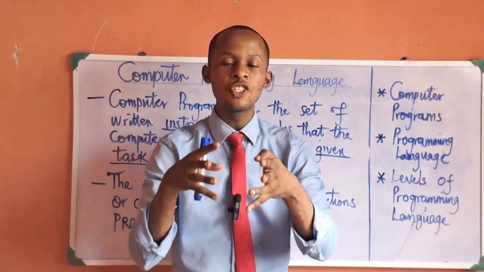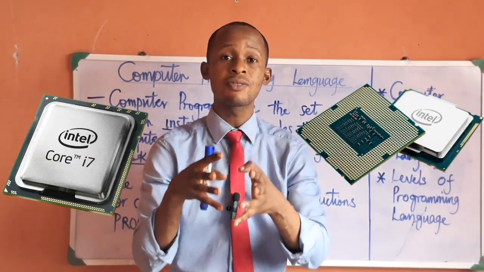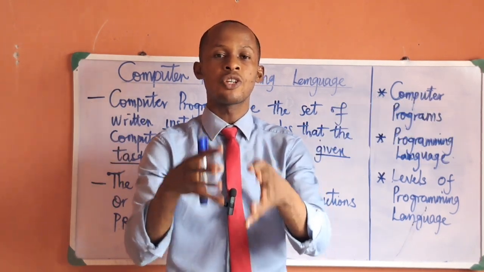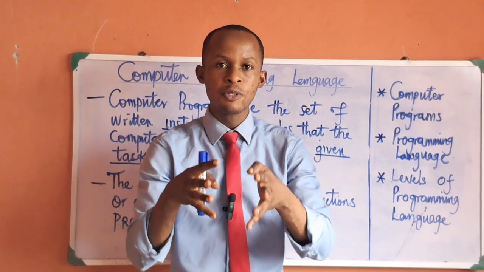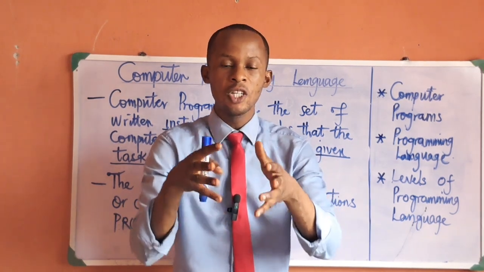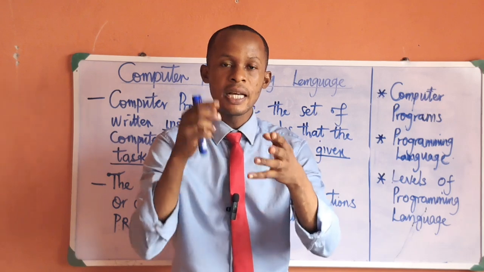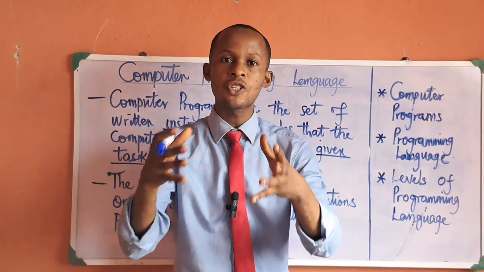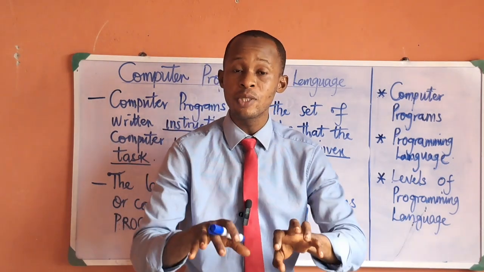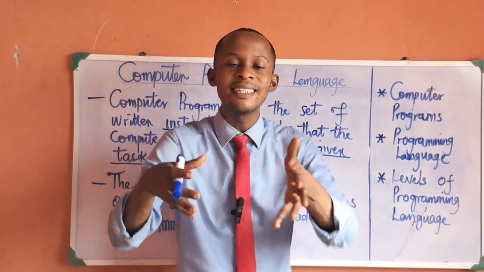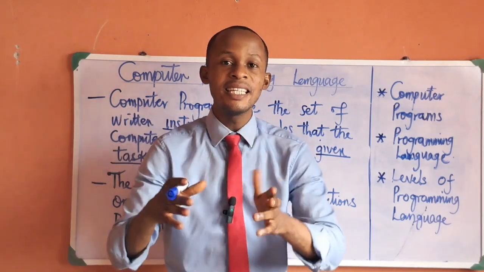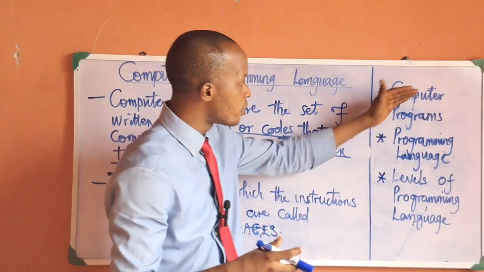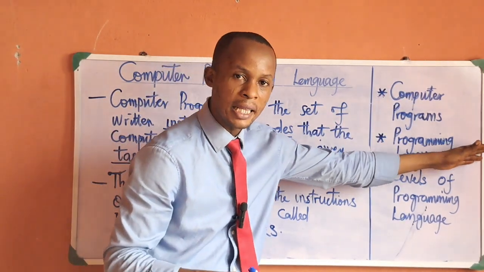Now, processing is done by the computer processor, and during processing the processor needs to take instructions. These instructions that the computer makes use of during processing are what we call computer programs. They are the instructions installed on the computer system so that the computer can take the instruction to perform a task. Now that takes us to the next point, programming languages.